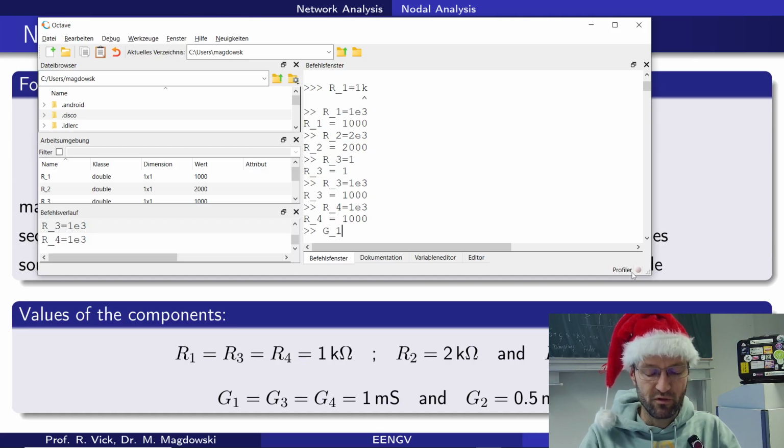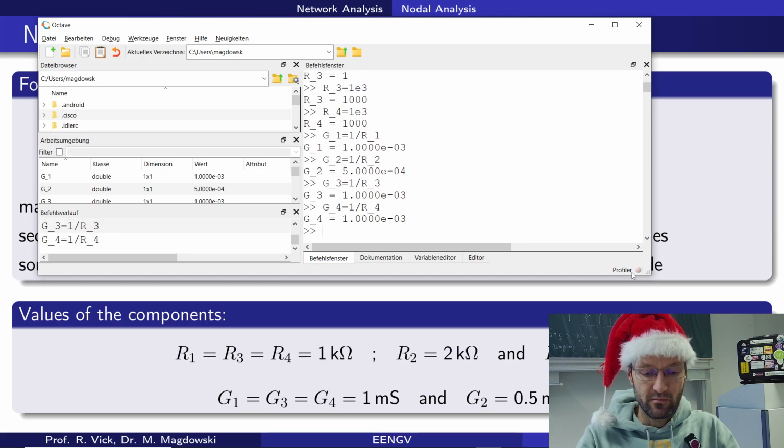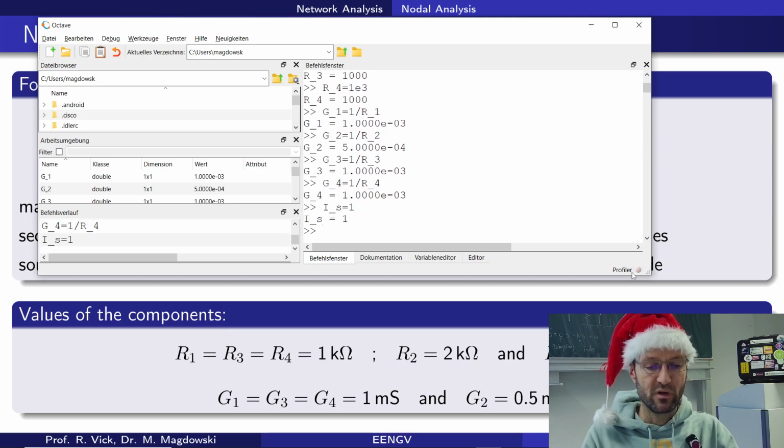So now I need to convert them into conductances. So G1 is just the inverse of R1. Yeah, and we get the 1 millisiemens. The same I do for G2 and G3 and G4. And my source current should be 1 ampere. Okay, so there I have all the values.